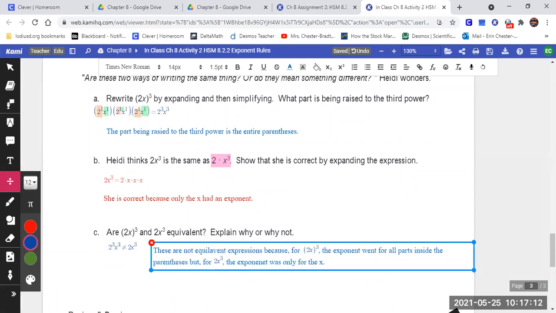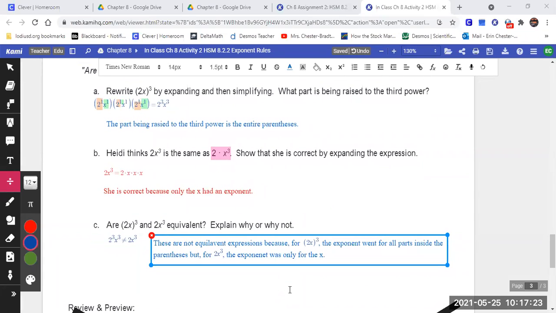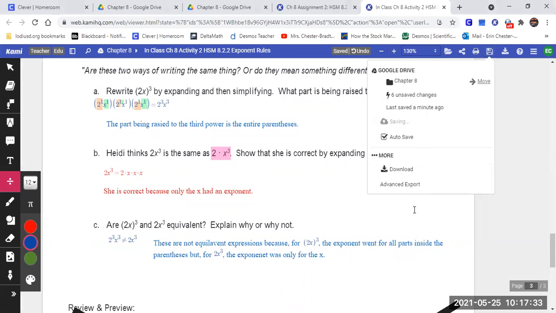Nice. Okay. So you have to watch where the exponent is. If it's not in parentheses, the exponent does not apply to everything, just the piece it's attached to. All right. Save and submit that assignment, please. Turn it into the Google Classroom, and let's get assignment 2 open up so we can do part of it. Okay. Save and turn in class chapter 8 activity 2.